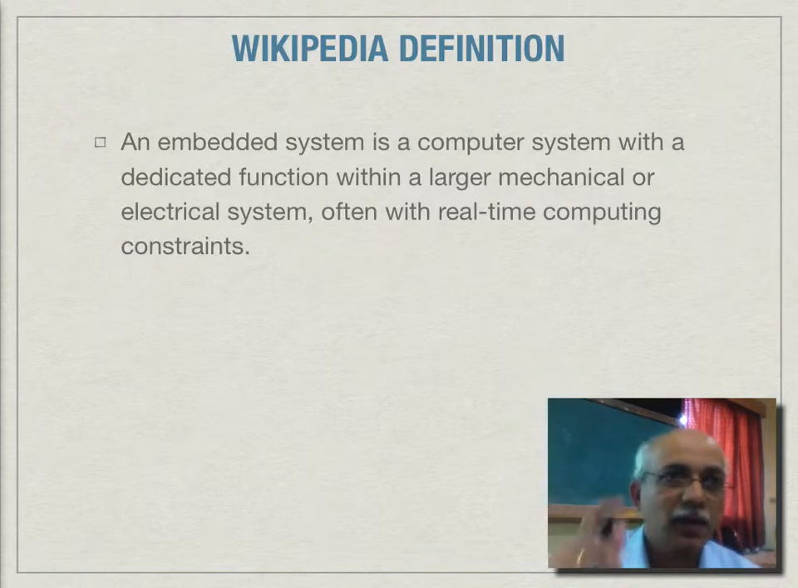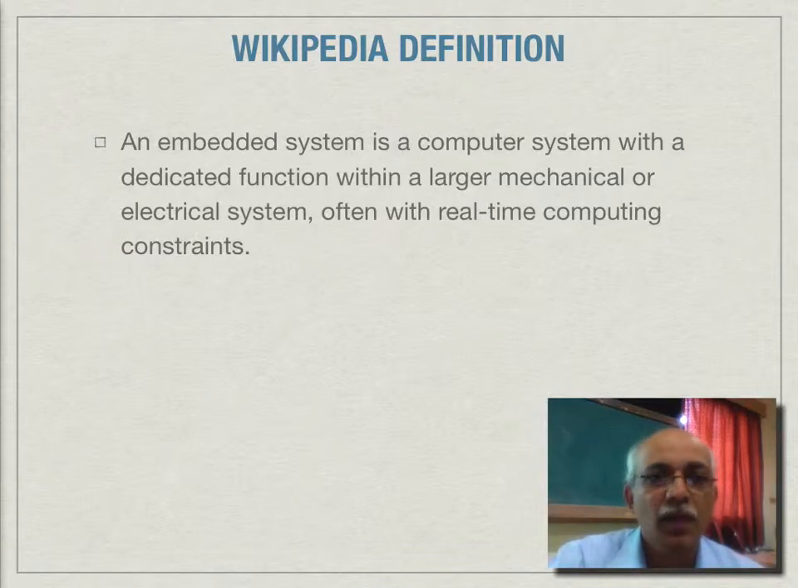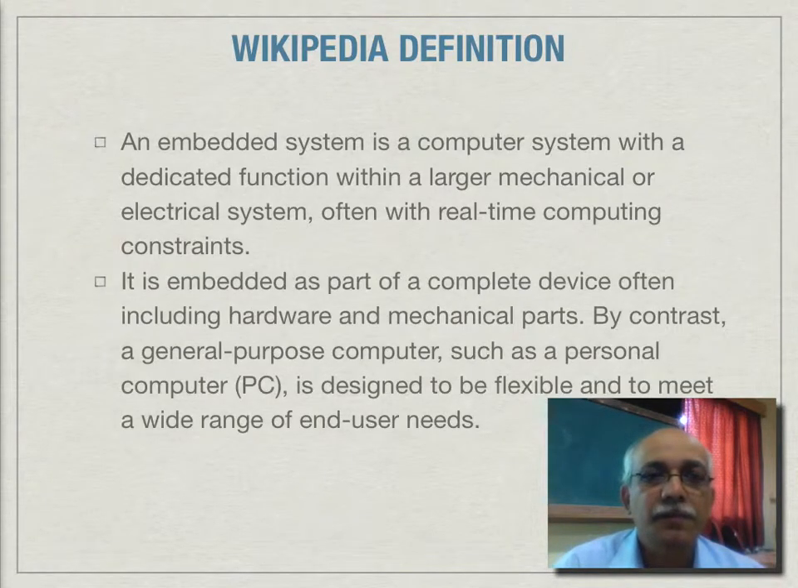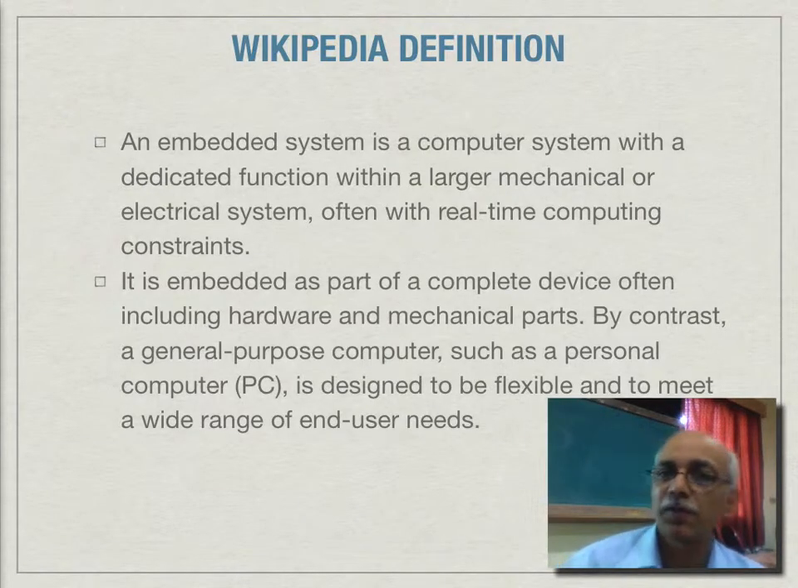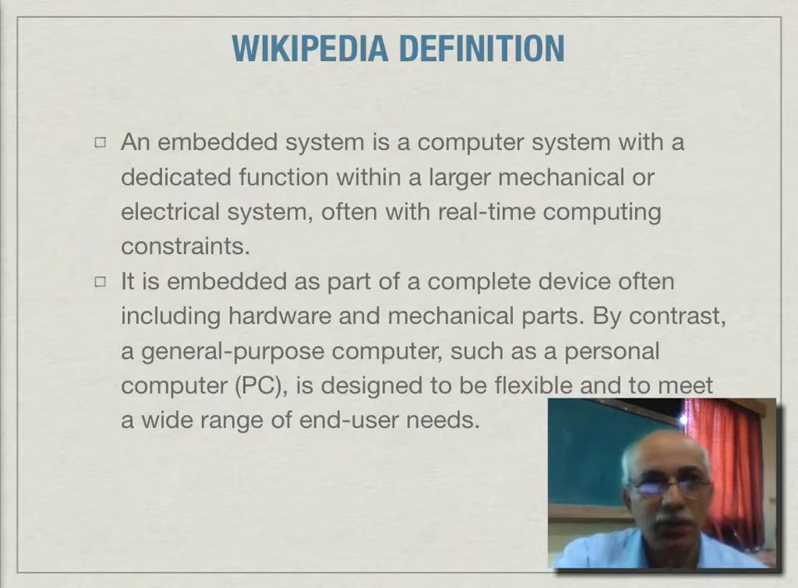Like a camera, you have to have a flash going off as soon as you click the take photo button. It is embedded as part of a complete device, often including hardware and mechanical parts. By contrast, a general purpose computer such as a PC is designed to be flexible and to meet a wide range of end user needs. So, there is a clear bifurcation between PC and embedded system.